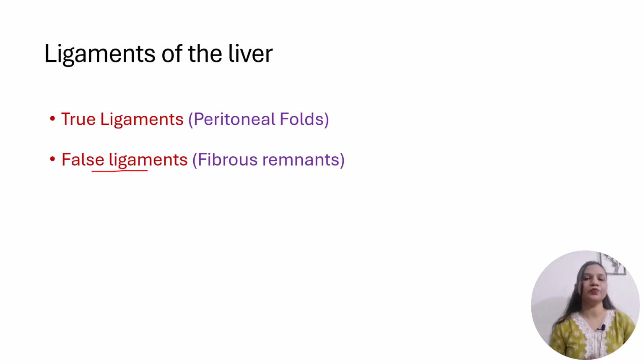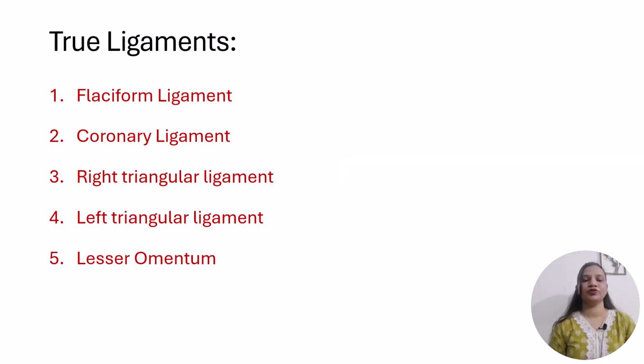In today's lecture, we are going to discuss in detail the true ligaments or the peritoneal folds that support the liver. These are the true ligaments that help the liver to be in a particular position inside the body. The first one is the falciform ligament, then the coronary ligament, then the triangular ligament, which includes the right and left triangular ligament, and the last one is the lesser omentum. So let's discuss each ligament one by one.